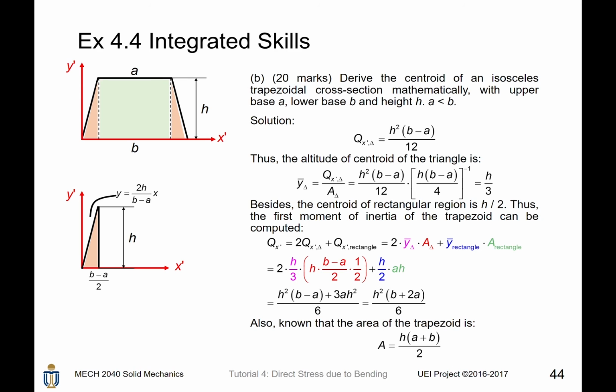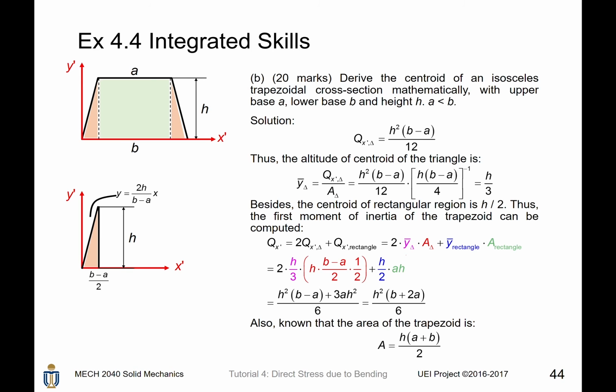The first moment of inertia of this trapezoid is given by the first moment of inertia of the triangle plus the first moment of inertia of the rectangular region, which is 2 times the average value of y of the triangle times the area of the triangle plus the average value of y of the rectangle times the area of the rectangle. Then you substitute all the stuff into it and do the simplification to get the first moment of inertia of the trapezoid, which is given by h squared times (b plus 2a) divided by 6.